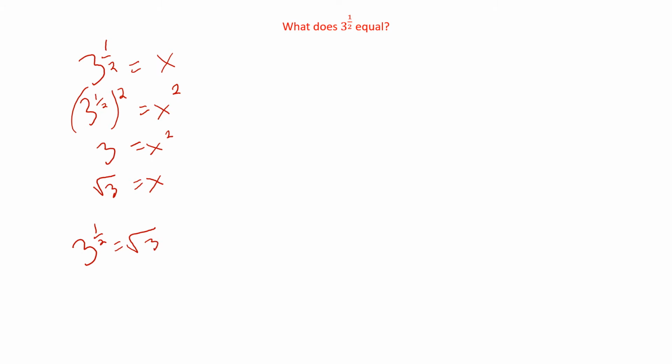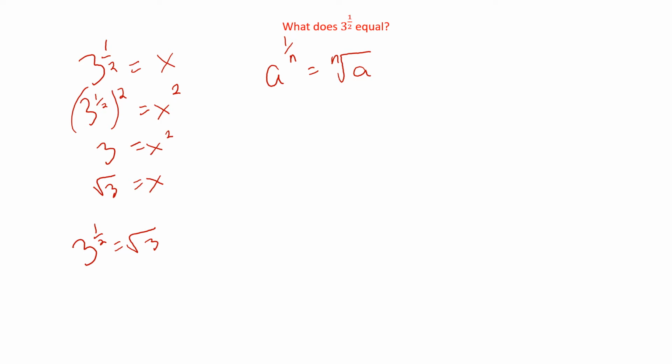And in fact, that's going to be true for anything. If we have a to the 1 over n, that's going to be the nth root of a. So those denominators give us the roots that we'll take. So the nth root of a would be what we'd have to multiply n times to get a.